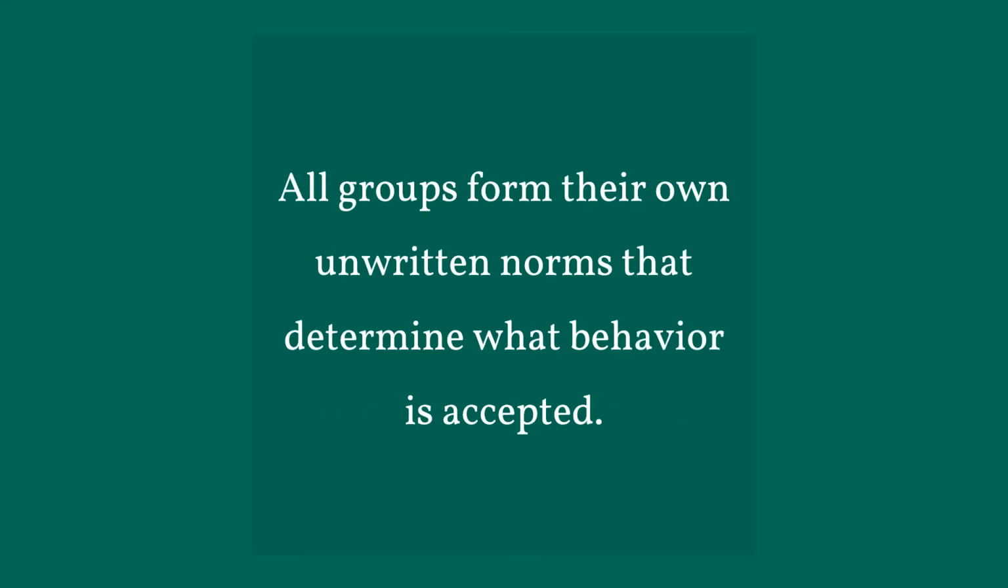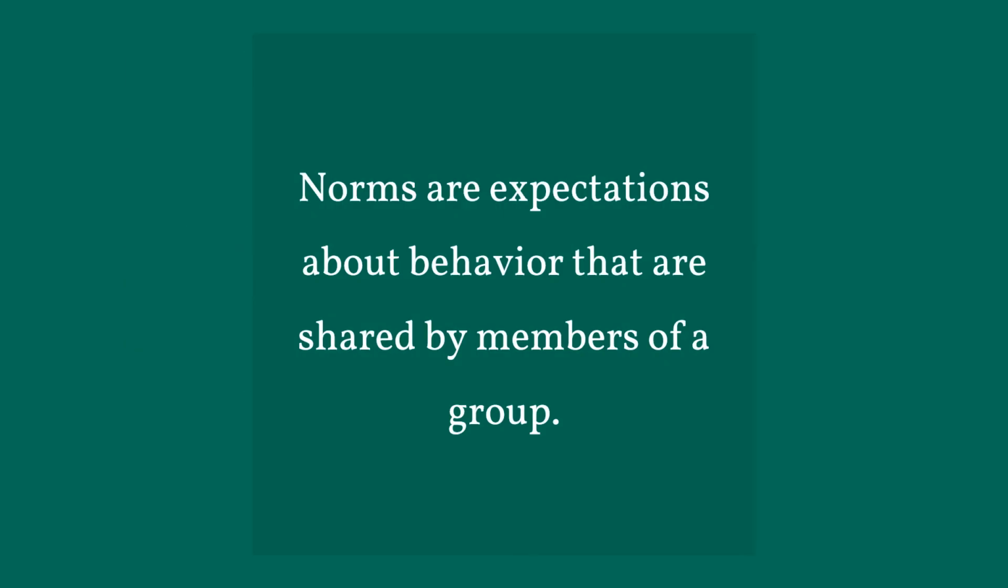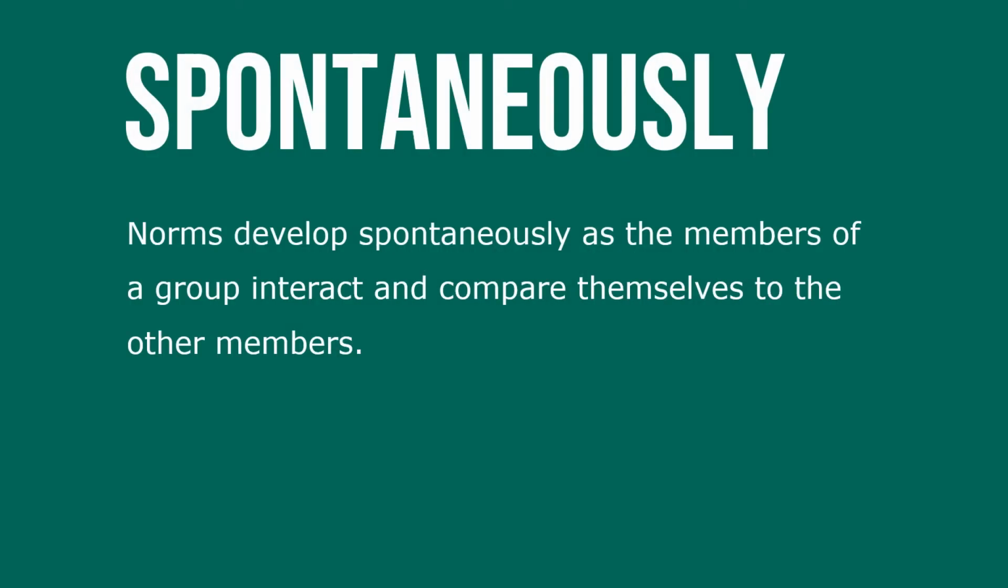All groups form their own unwritten norms that determine what behavior is accepted. Rules are formally established by management or by the group itself. Norms are not developed by management or explicitly agreed to by the group. They develop as members interact. Norms are the expectations about behavior that are shared by members of a group. Norms develop spontaneously as members of a group interact and compare themselves to other members.